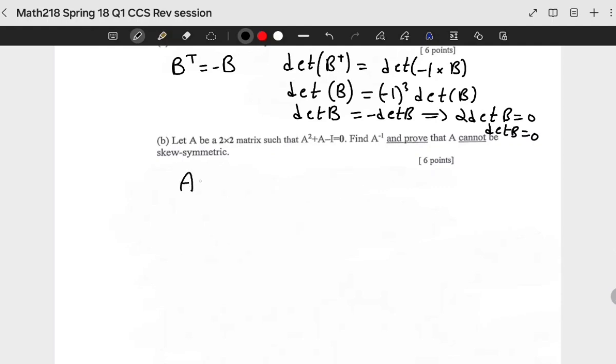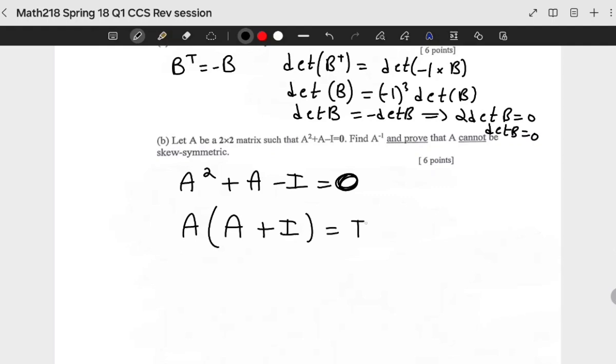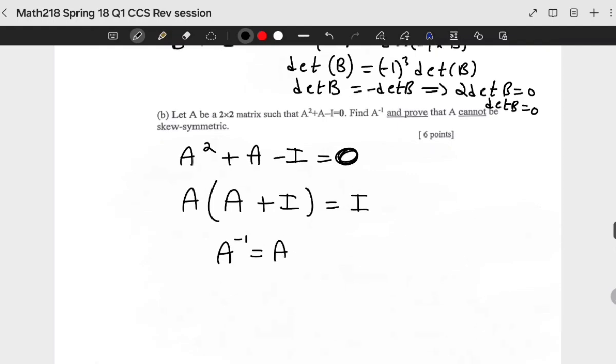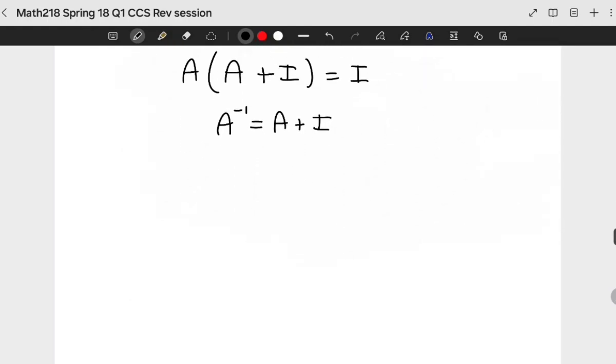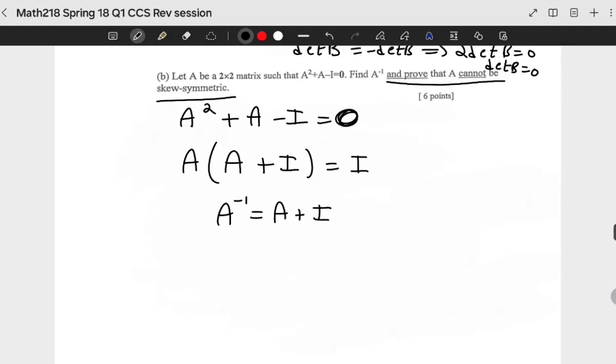So applying this to this problem, we have A squared plus A minus I is equal to 0. So we can do A times (A plus I) is equal to I. So A inverse is equal to A plus I. And that's it. We found A inverse. Now we want to prove that A cannot be skew symmetric. To prove that something cannot be true, it's a good tactic to keep in mind to try to prove it by contradiction. So that's a good place to start from.